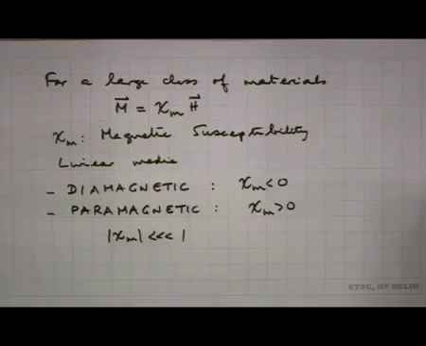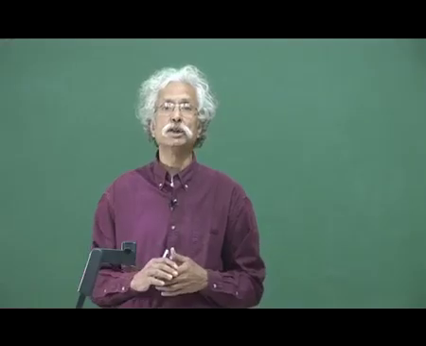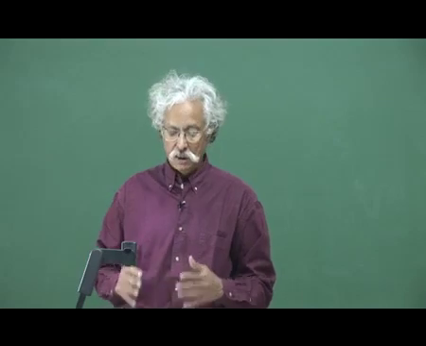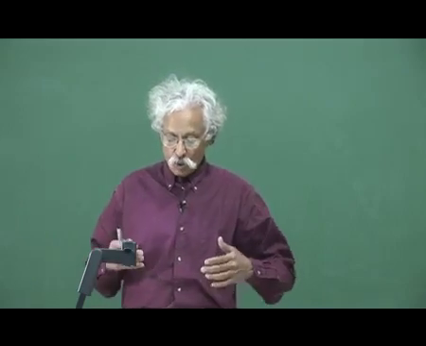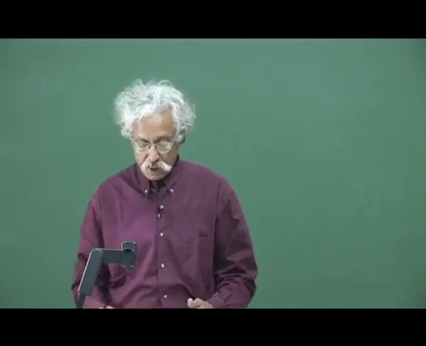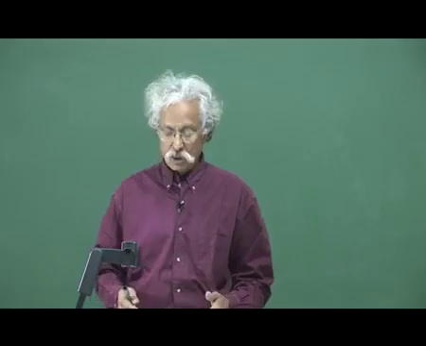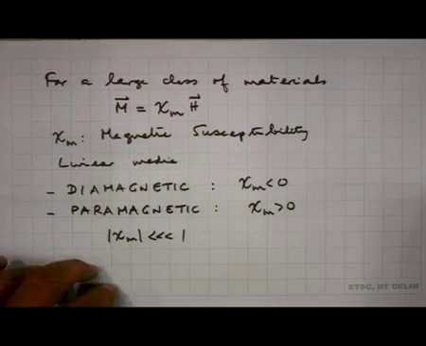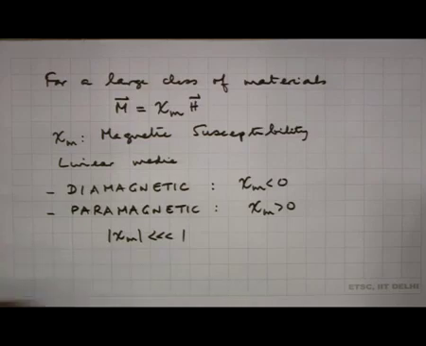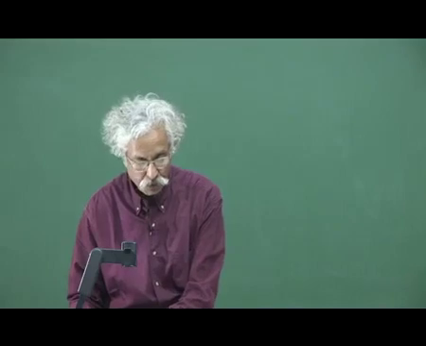Now, there is a third class of materials, ferromagnetic, in which the magnetization is not proportional to H. I will come to a discussion of ferromagnetic materials a little later, and also the diamagnetic and paramagnetic materials themselves. But right now I want to emphasize that for a major class of media which are diamagnetic or paramagnetic materials, the magnetization is proportional to the H vector, and the relationship is written as M is equal to chi m times H.